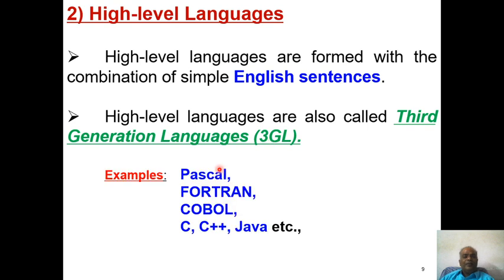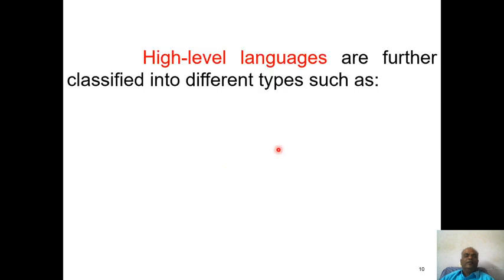Examples of these high level languages are Pascal, Fortran, COBOL, C, C++, Java, etc. In this semester we are going to study the C language. From the third unit onwards, units 3, 4, 5 are related to the C language. So these are the different kinds of high level languages, which can be considered third generation languages.